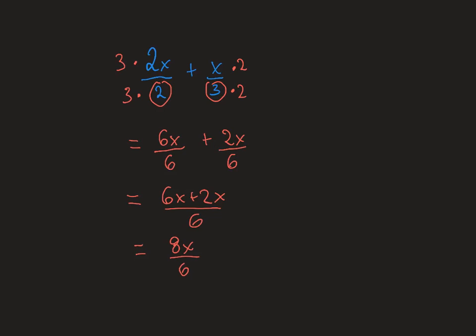Now remember, whenever you want to give your final answer, it's not final unless it's fully simplified. We'll notice here that you have 8 over 6. This can be simplified more. I can find that 8 is divisible by 2, and 6 is divisible by 2, which means I can turn my final answer into 4x over 3. And that's the fully simplified answer there.